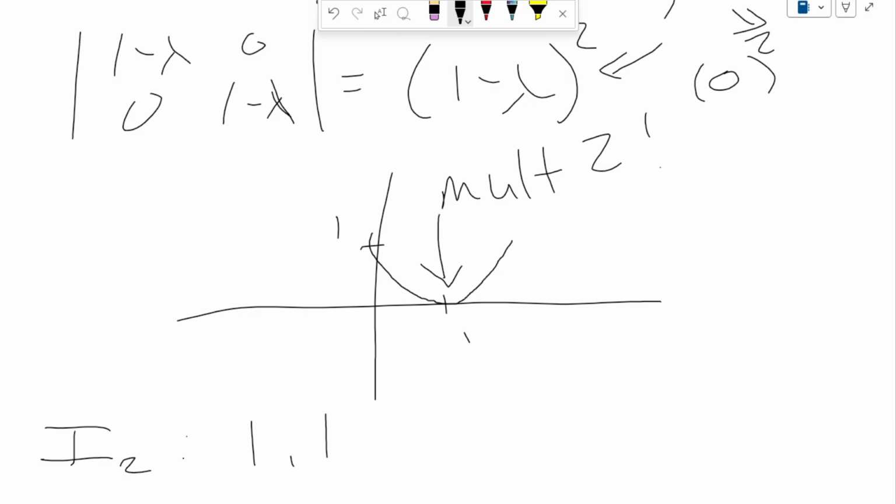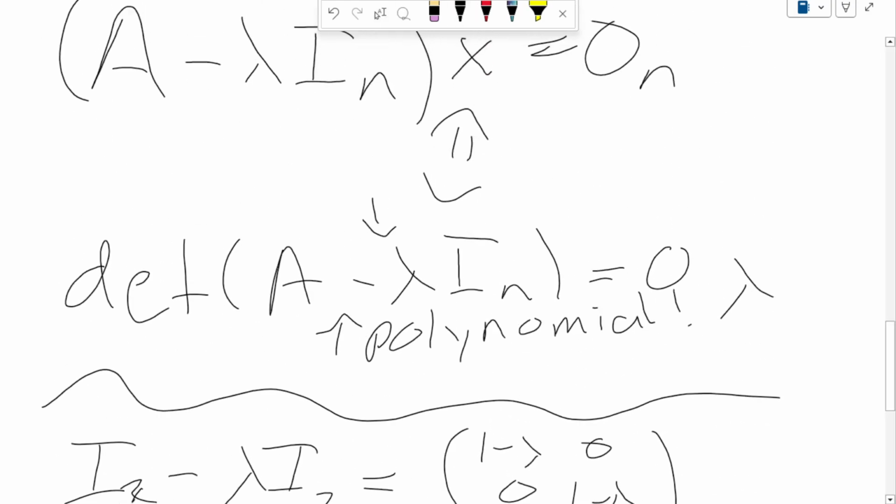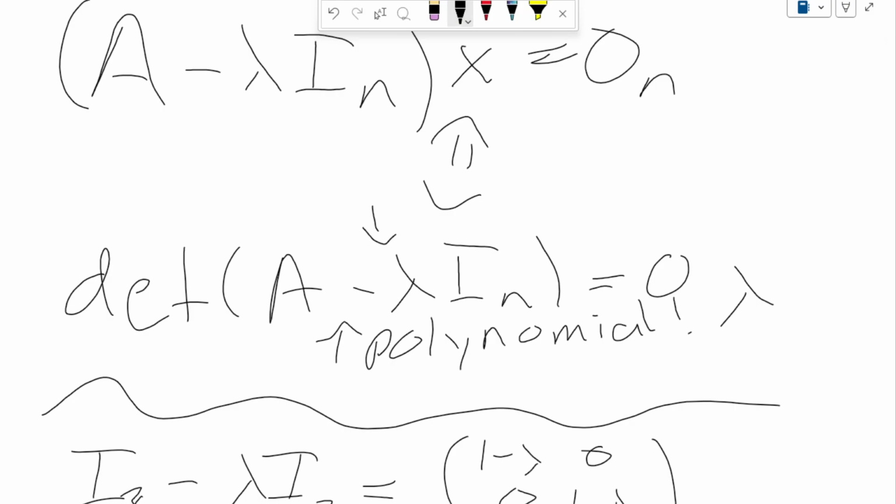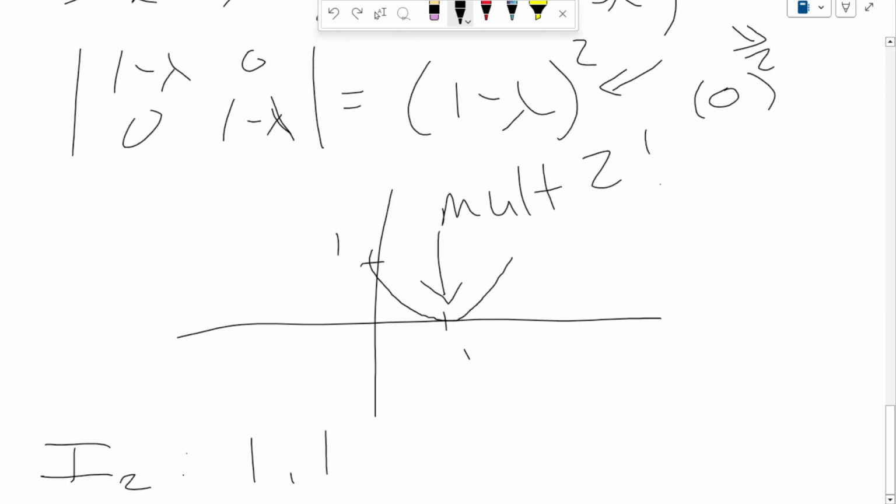So to find the eigenvalues of your matrix, all you do is take the determinant of this matrix here. That gives you a polynomial. Then you find the roots of that polynomial using algebra or whatever method you want, and those are the eigenvalues. And this is also why I can say that if you count the eigenvalues correctly, every n by n matrix has exactly n eigenvalues.